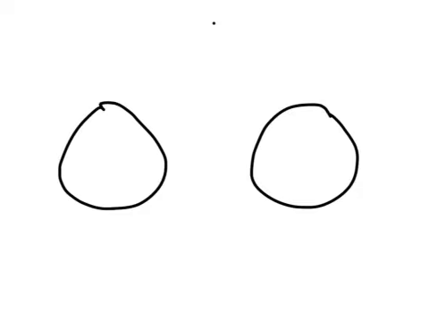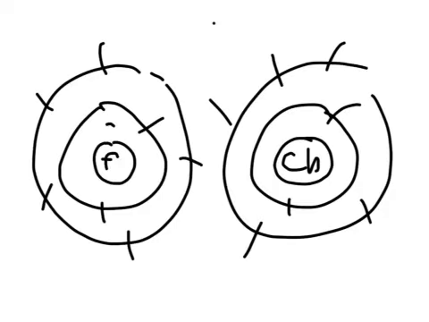Now let's talk about covalent bonding. So covalent bonding is much more simple than ionic bonding is. So basically, two atoms approach each other. So these two atoms approach each other. You got fluorine and chlorine.